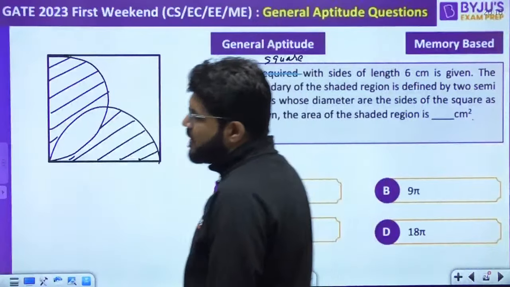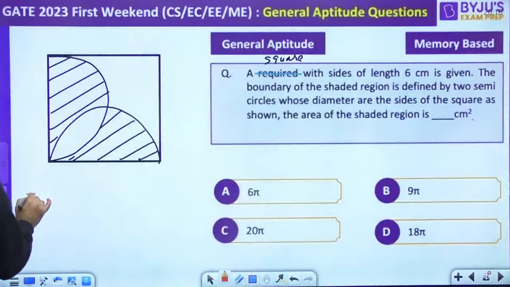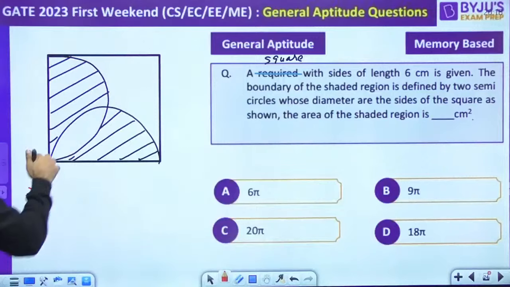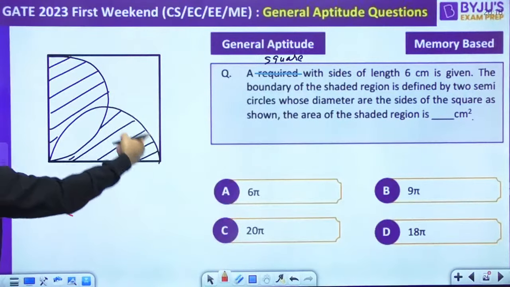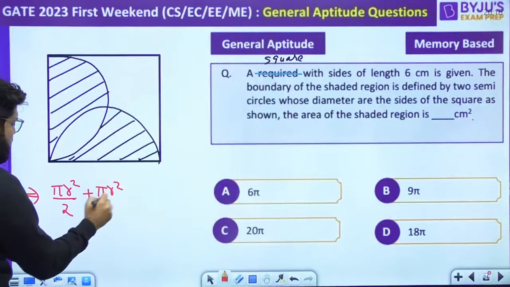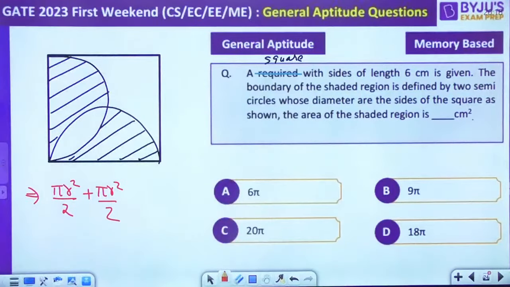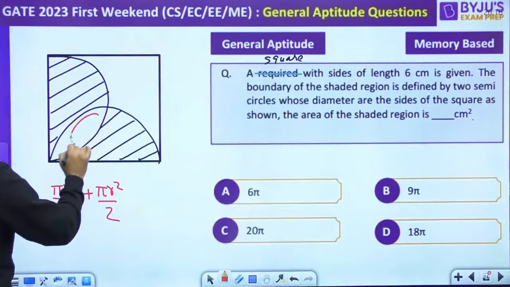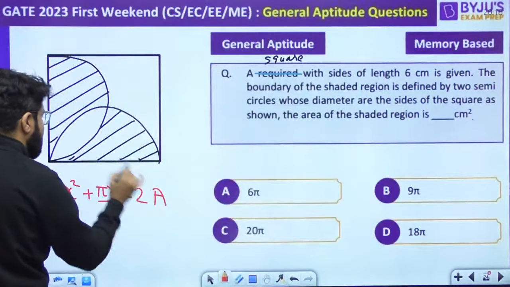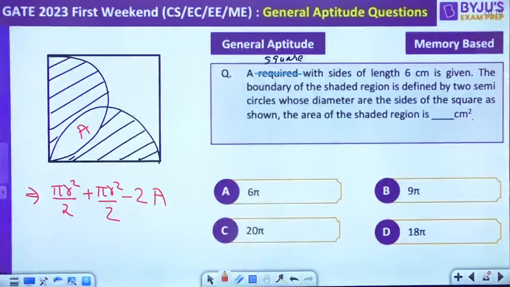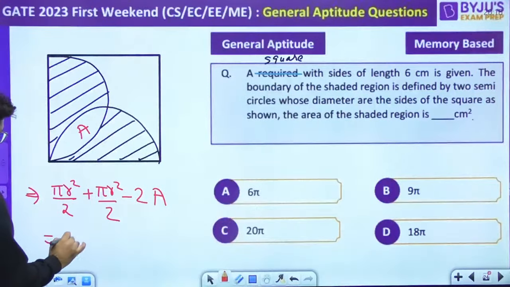So what's your answer? Your answer has to be the area of the first semicircle, that is pi r square by 2. Area of the second semicircle is also pi r square by 2. But when you take the area of the semicircles, this portion comes twice, right? So minus twice of this area. So 1 by 2 plus 1 by 2, that is 1.